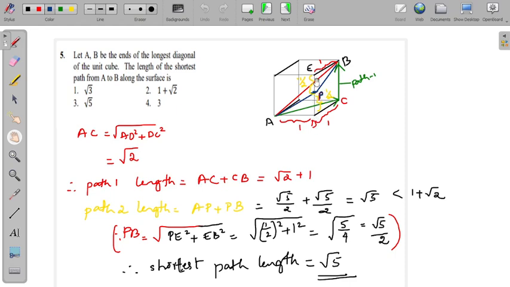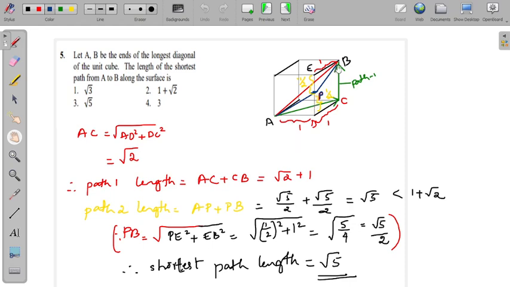So midpoint means EP is half and PD is also half. Take the triangle ADP. In this case, use Pythagoras theorem: 1 plus half square. So that is 1 by 4 plus 1, which is 5 by 4. Take the square root. Here I had given the explanation: root 5 divided by 2. So AP length is root 5 by 2.